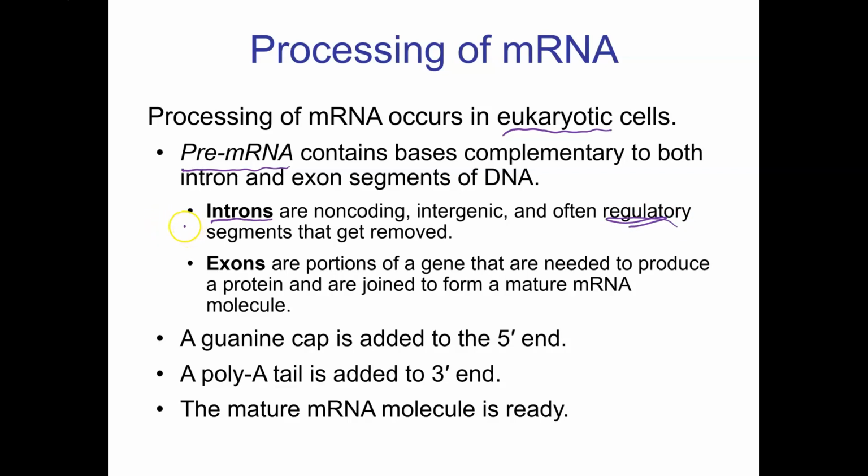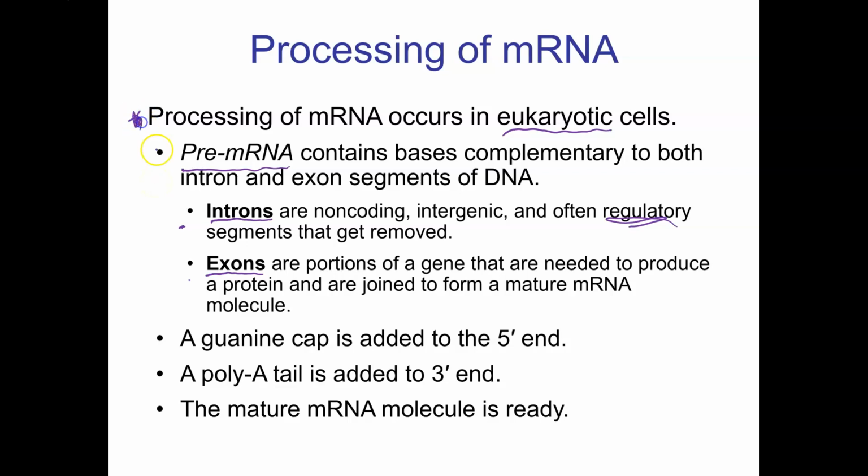So we have to get rid of the introns, and then we have to splice together all of the exons. Exons are the expressed portions of the DNA. So think about taking a movie that has commercials and taking out all of those commercials, so you have a complete movie where there are no breaks. That's what processing does, okay?